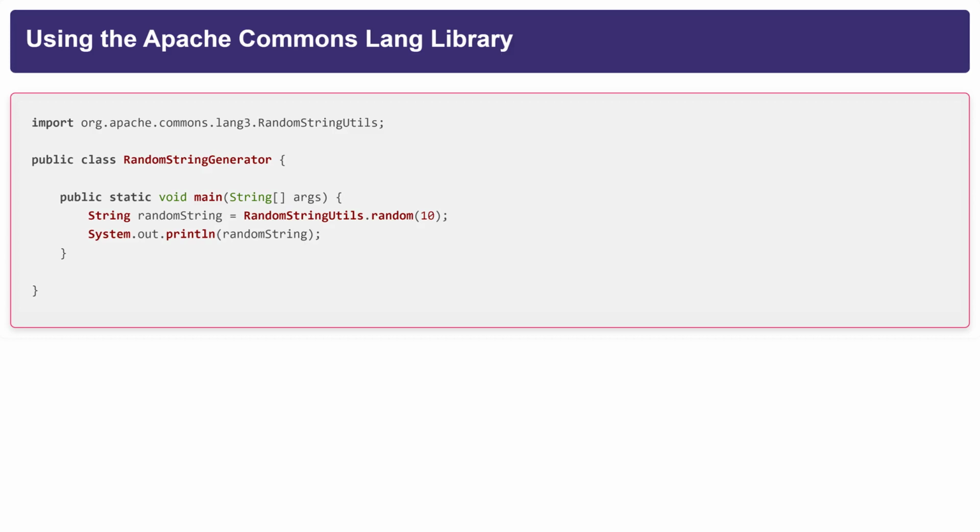Here is an example code snippet that uses the Apache Commons Lang library to generate a random string of length 10. The code imports the RandomStringUtils class from the org.apache.commons.lang3 package and calls its random method with the desired length. The generated random string is then printed to the console.